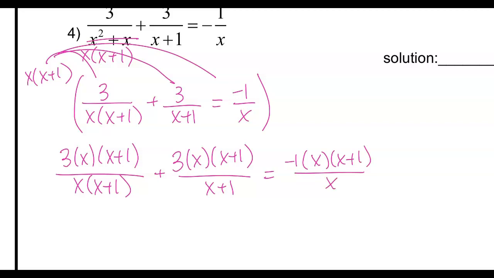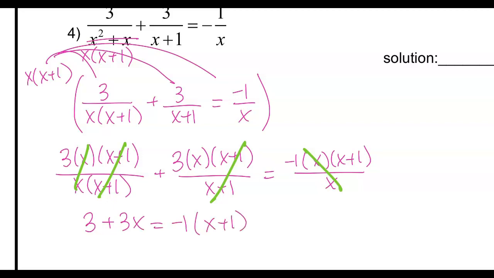Andrea, can I cancel anything? First fraction, what can I cancel? Second fraction? Last fraction. Perfect. So let me rewrite what I have left. We have just a 3 for that first fraction. In the second fraction, we have a 3x. And then in that last fraction, you have a -1 times x plus 1.